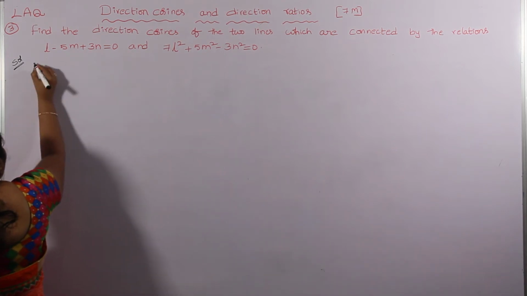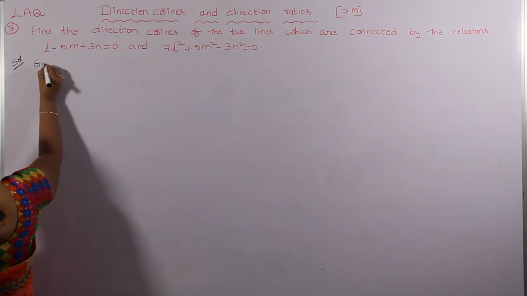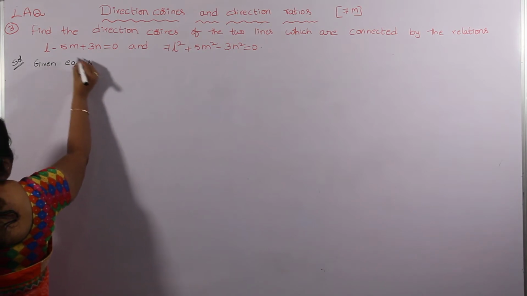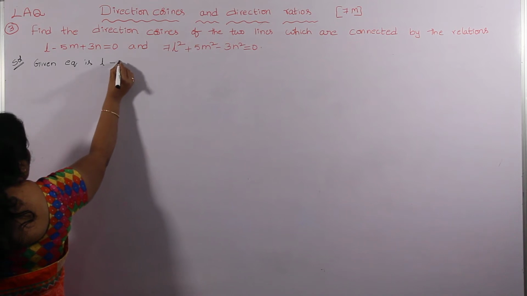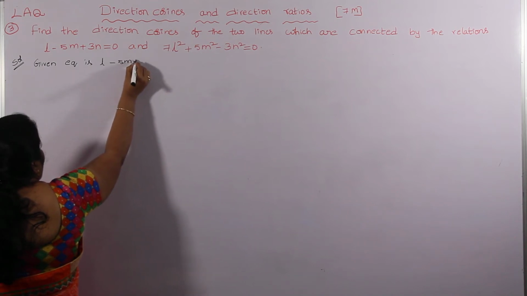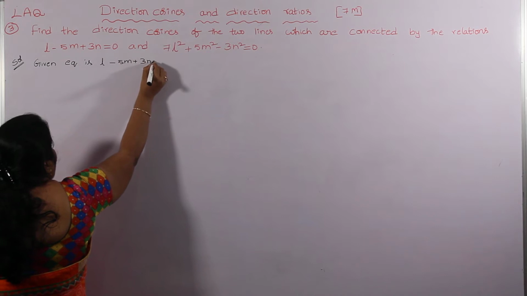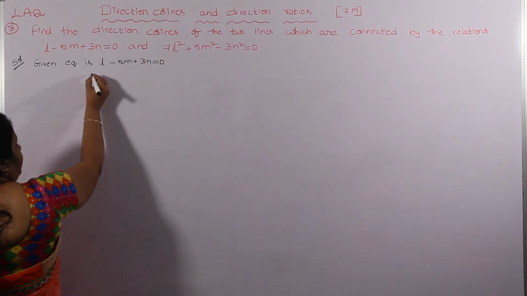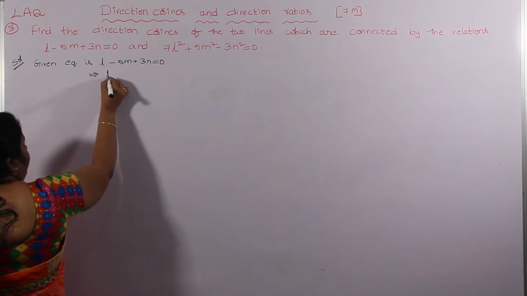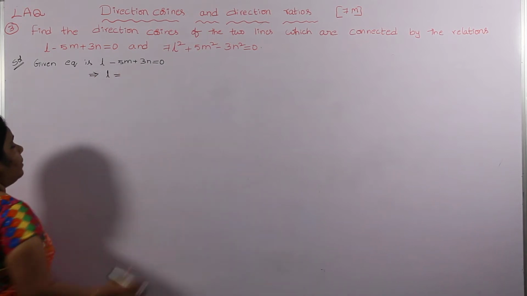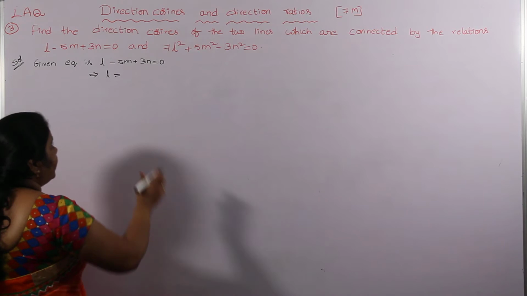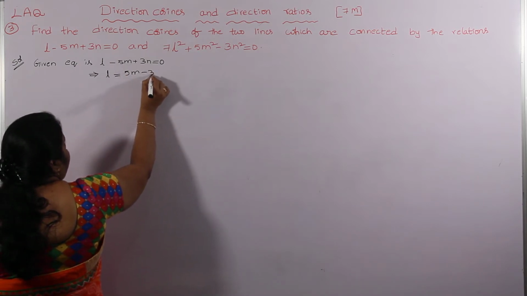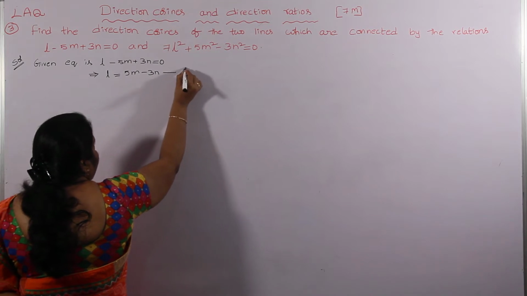Given equation. The first equation is l minus 5m plus 3n is equal to 0. From this we get l is equal to 5m minus 3n, since minus 5m is transferred to that side and becomes plus 5m, and plus 3n becomes minus 3n.